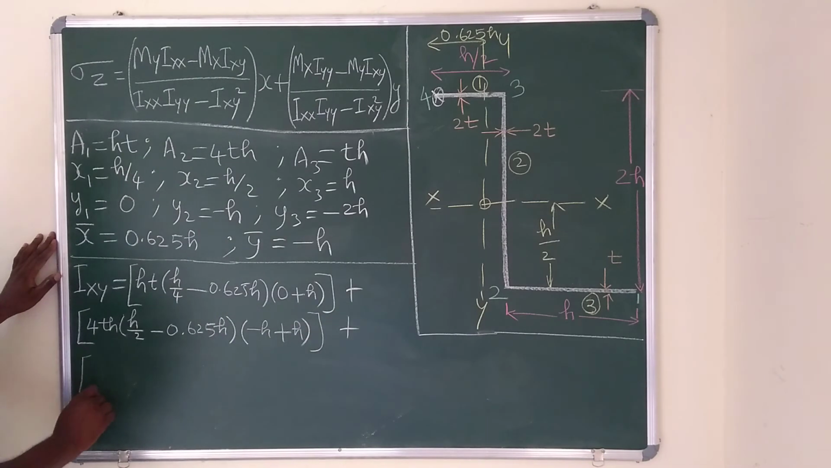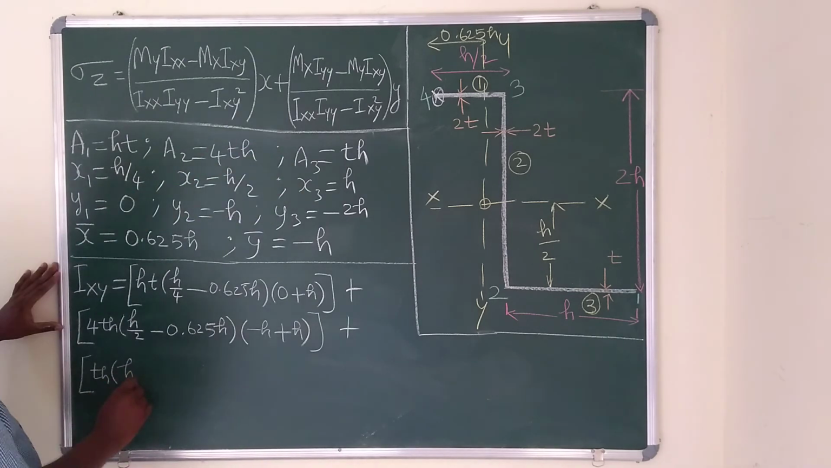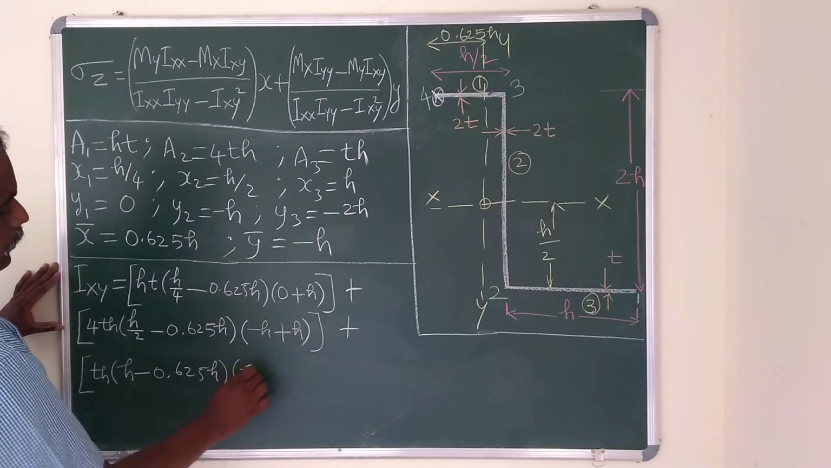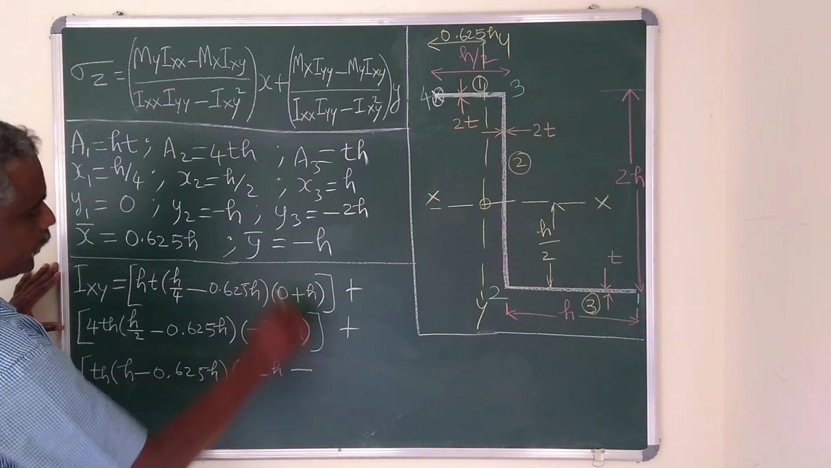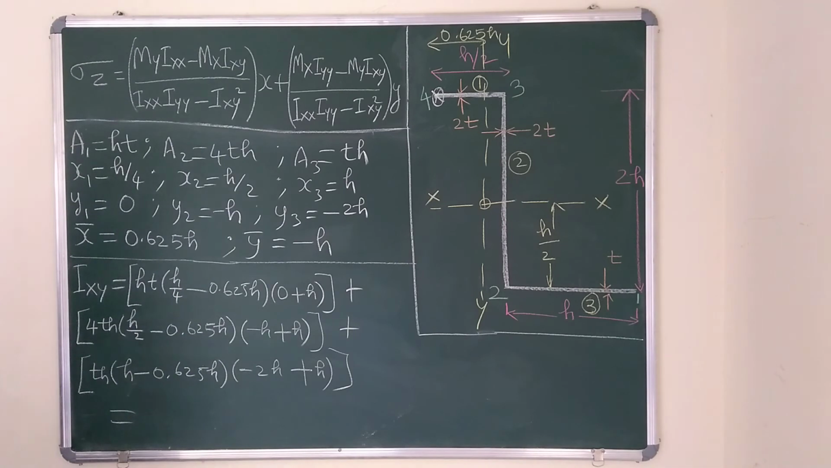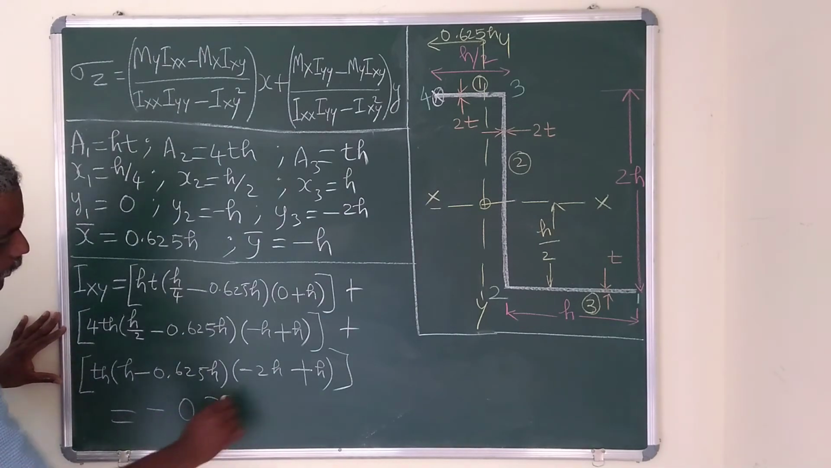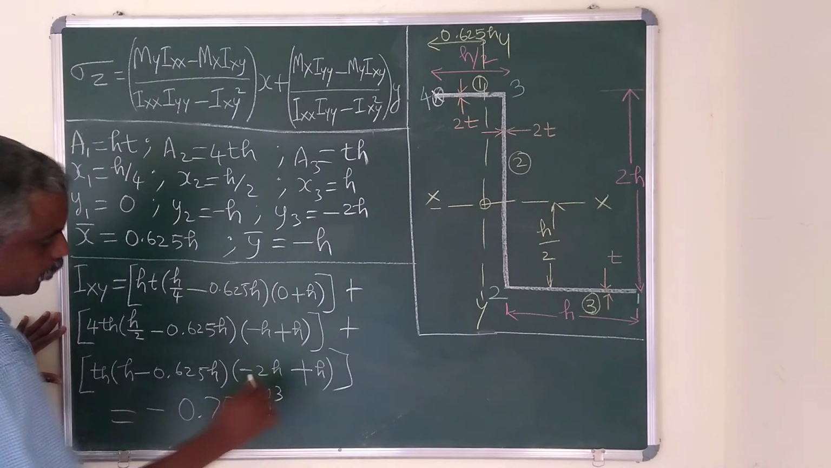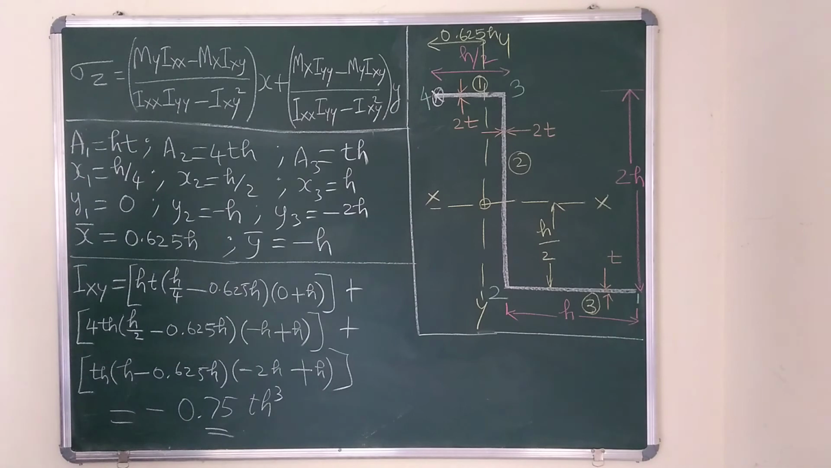Then for section 3, A3 into (x3 minus x bar) into (y3 minus (minus plus y bar)). So this is the product moment of inertia. After simplification we get minus 0.75 th cube. Minus 0.75 th cube is the product moment of inertia, that is the Ixy value for the given section.